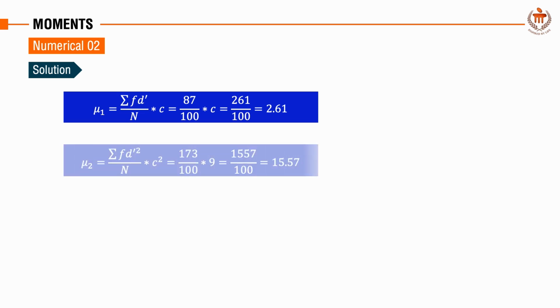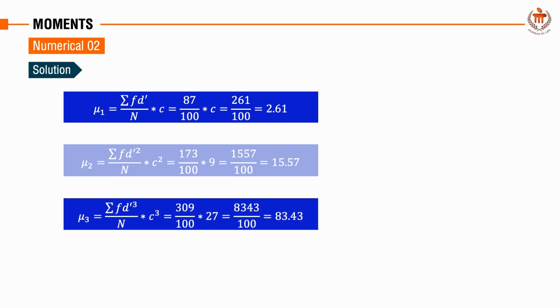Mu1 dash is 2.61. Then mu2 dash is summation of fd square by N into c square. So summation of fd square is 173 and c is 3. 3 square is 9. So 173 into 9 is 1557. Divide by N, N is 100. You'll get 15.57.